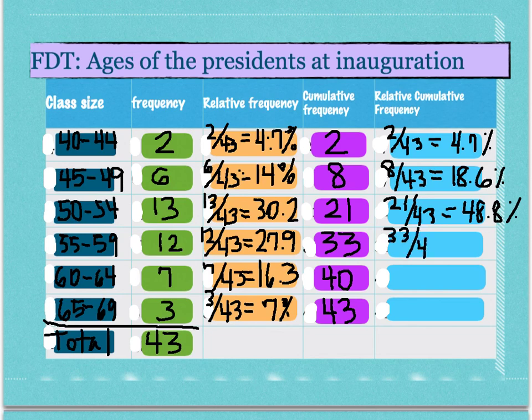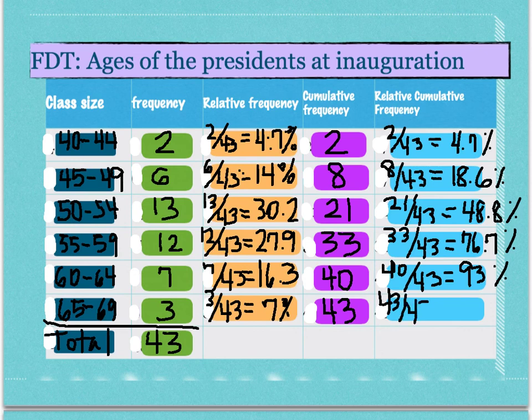33 out of 43 times 100, which gives us 76.7%. 40 out of 43 times 100, which gives us 93%. And then finally 43 out of 43, which gives us 100%. Now the next slide gives us all this information without my bad handwriting on it.